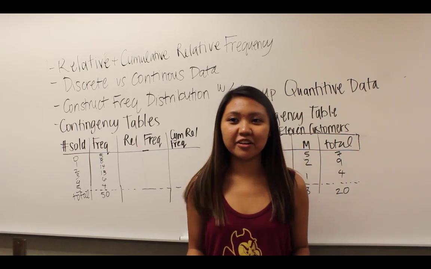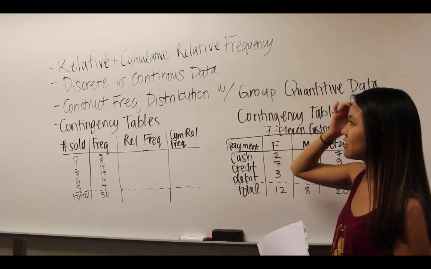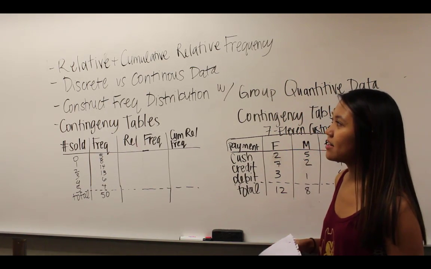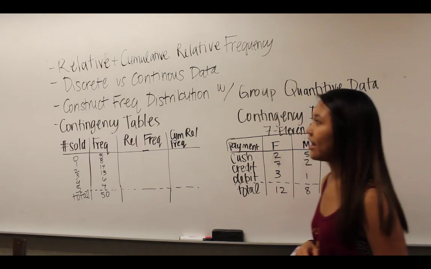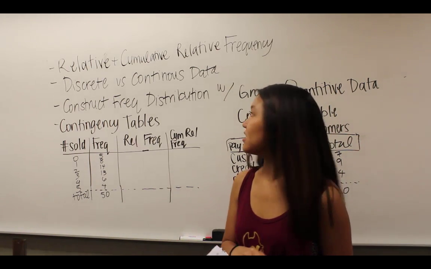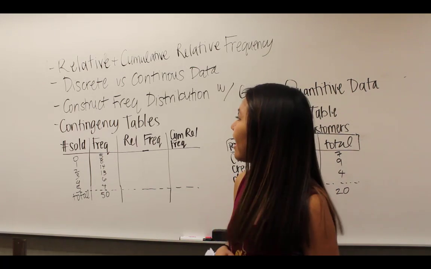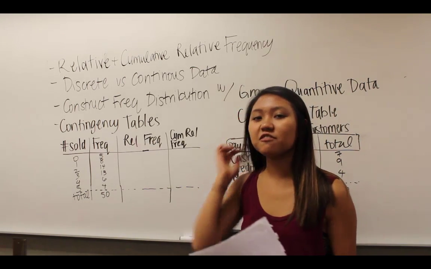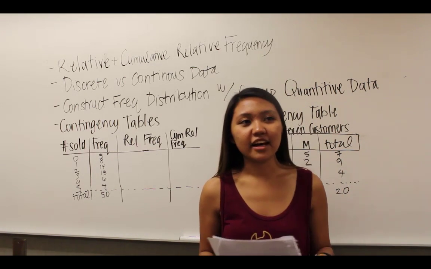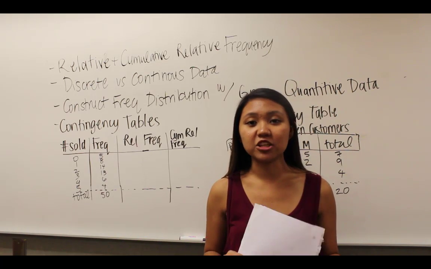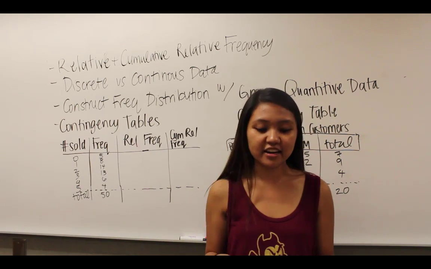And today we're going to be going over relative and cumulative relative frequencies and how to find them, discrete and continuous data, constructing frequency distribution with grouped quantitative data, and contingency tables. So the first thing we're going to be going over is what relative frequency is and what cumulative relative frequency is and how to find it.